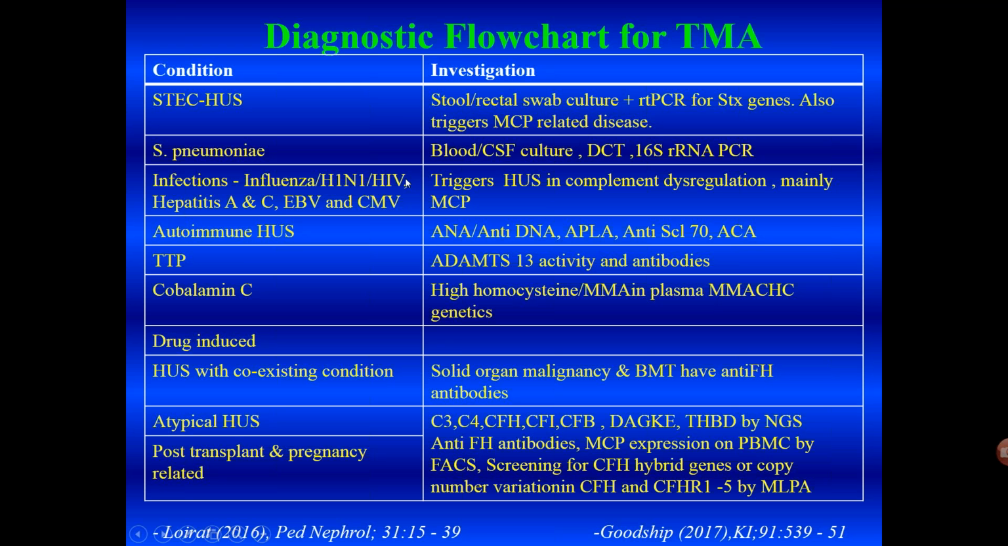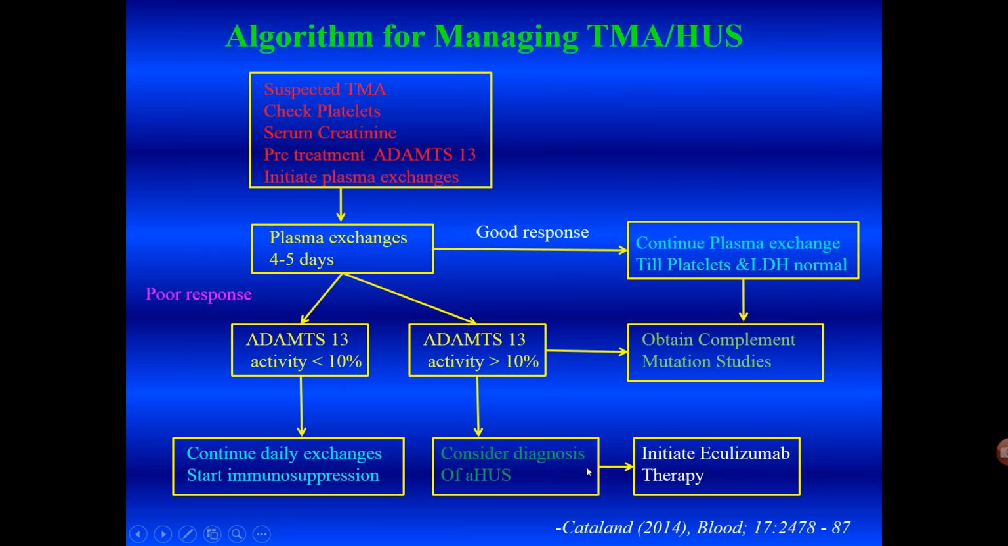If we have a suspicion of Strep pneumoniae, the direct Coombs test, as opposed to all other HUS, will be positive. There are various other infections. And finally, if we have none of these triggers, we have an unknown condition, we have a post-transplant patient or a postpartum patient, we need to look for the complement gene mutations.